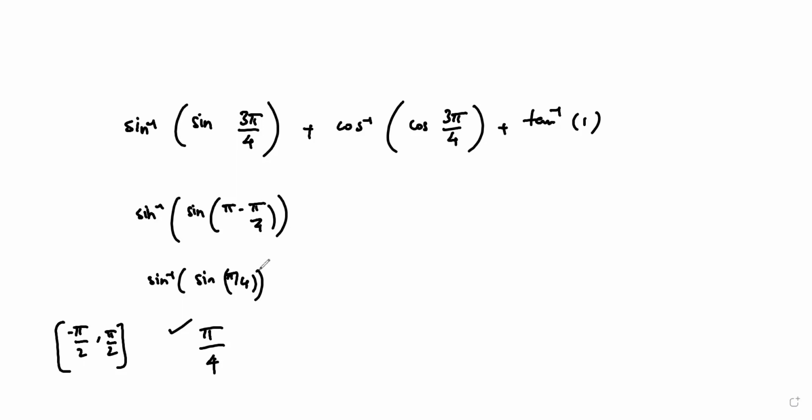Next, coming to cos inverse of cos 3 pi by 4. 0 to pi is the domain, so directly you can write 3 pi by 4 here. Tan inverse of 1 is pi by 4, of course, you know very well. So pi by 4 plus 3 pi by 4 plus pi by 4. What will be the value?